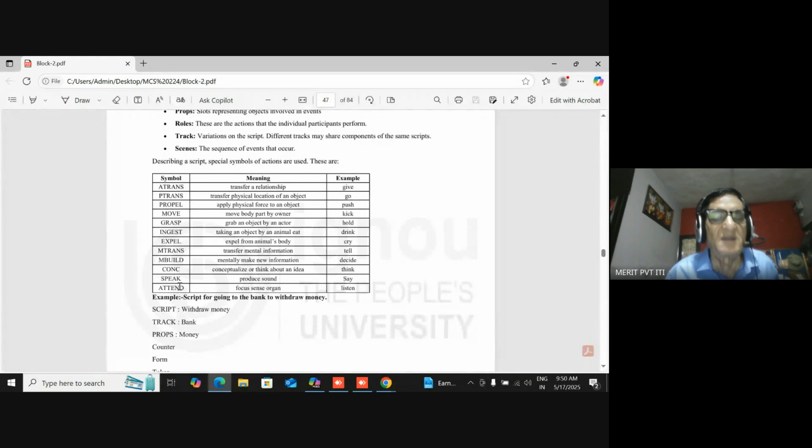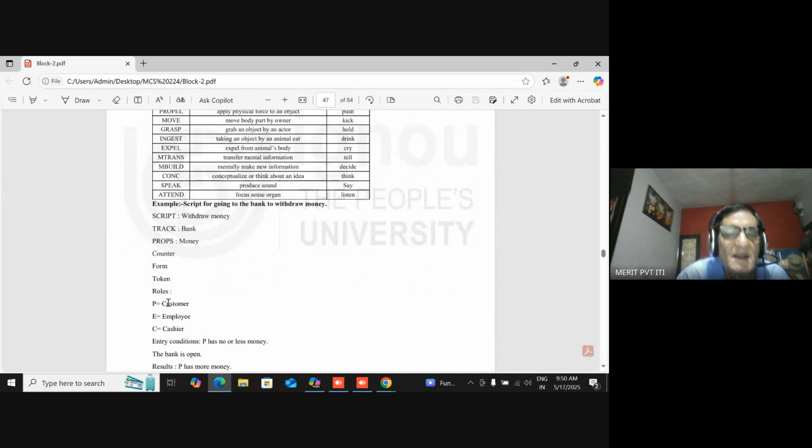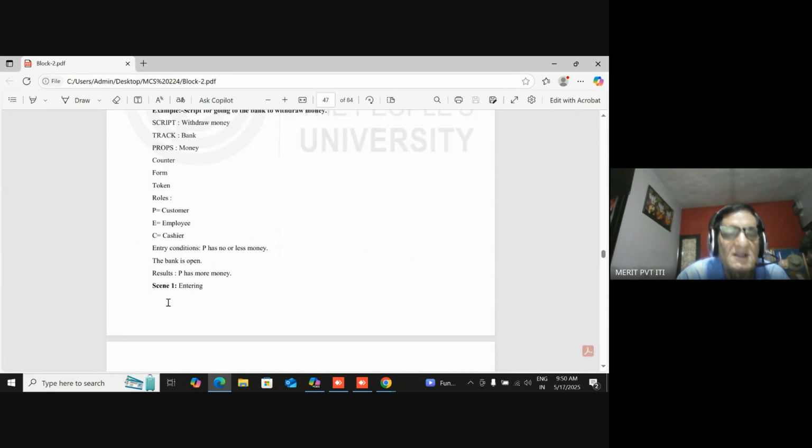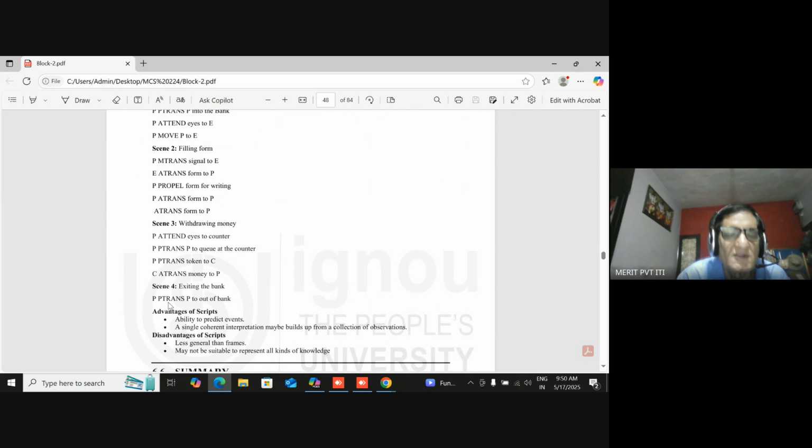So these are the scripts for going to a bank to withdraw money. Just a moment. Okay, so yes, these are all the scripts for that. Script: withdraw money, bank, money, counter, form, this and all these things are there. Patron, bank, this and all that.